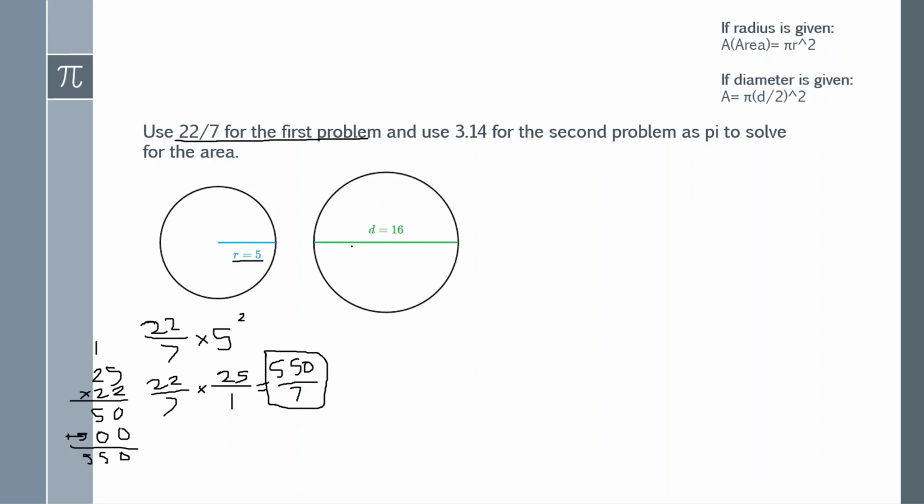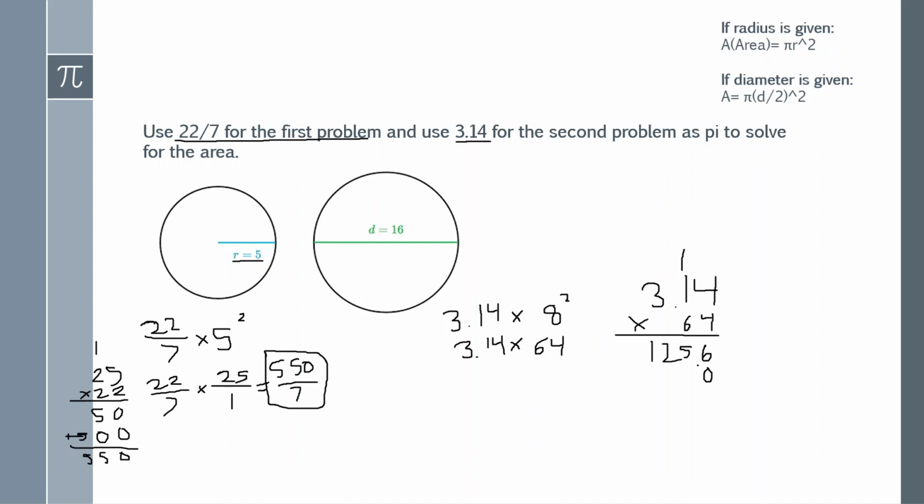And the last problem, d equals 16, and we're going to use 3.14. So it'd be 3.14 times, and we can half it, so it'd be times 8 squared, which is just 3.14 times 64. So I'm going to go ahead and do it to the side over here. So 4 times 4 is 16. 4 times 1 is 4, plus 1 is 5. 4 times 3 is 12.